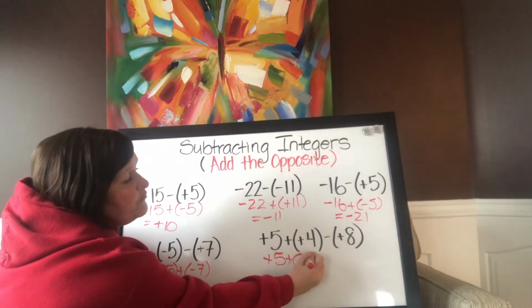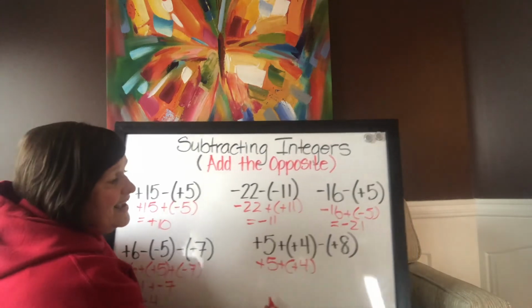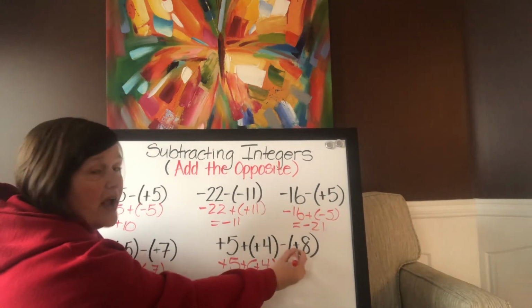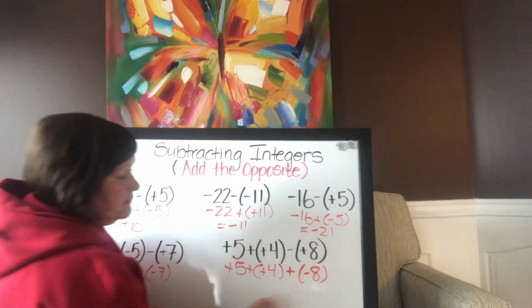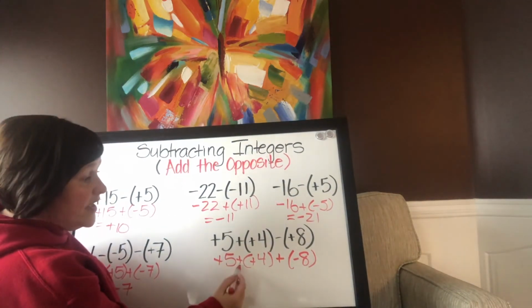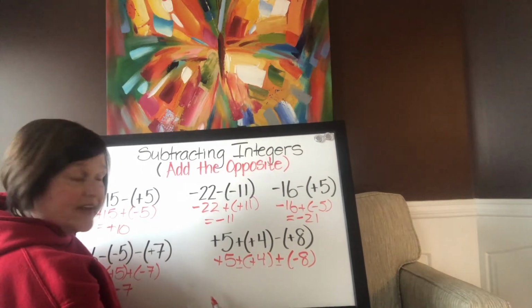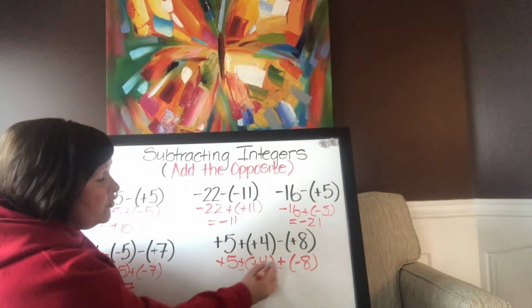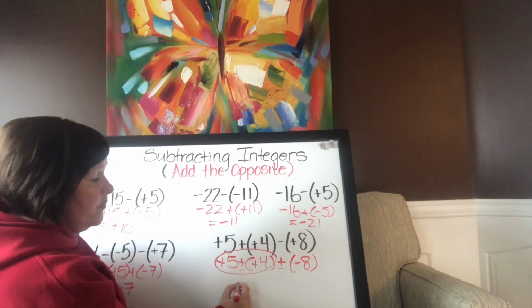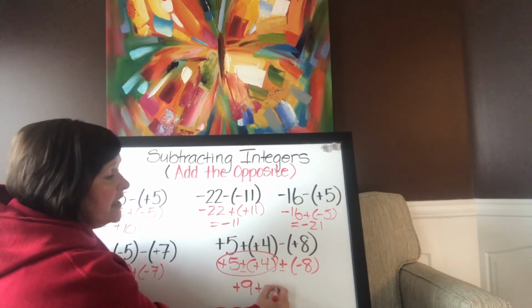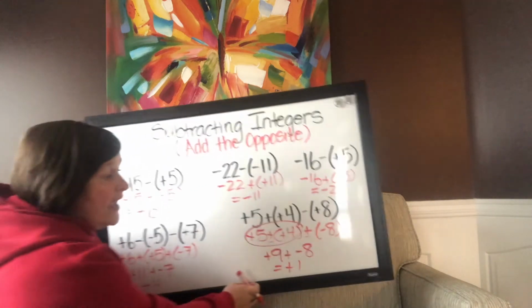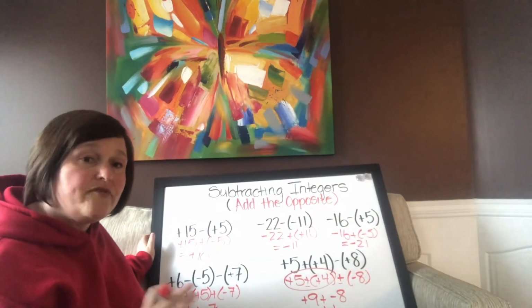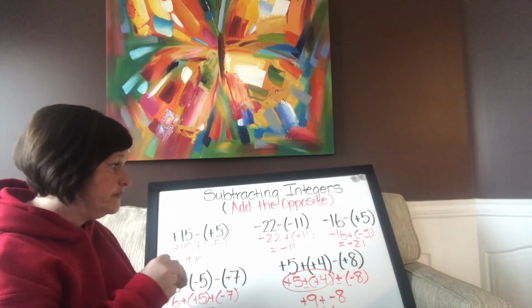plus positive 4 would stay the same. But the subtraction of positive 8 would then change to add negative 8. Now, again, we have all addition operators, and we can go ahead and group. So the positive with the positive, positive 9 plus negative 8, which equals positive 1. Okay? So do not group until all of your operators are addition.